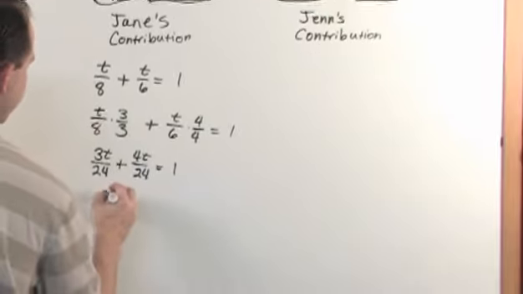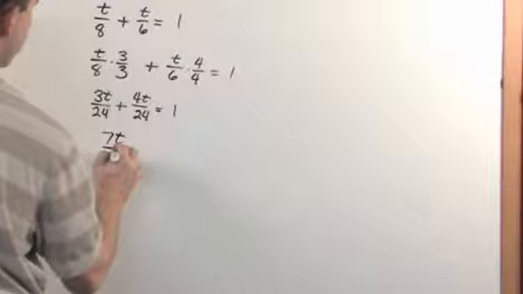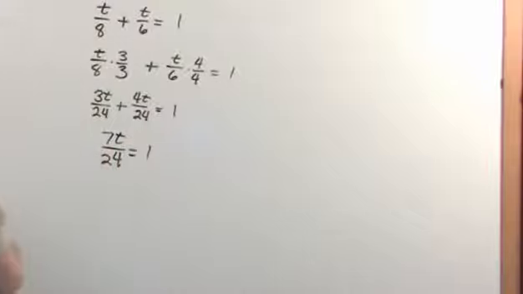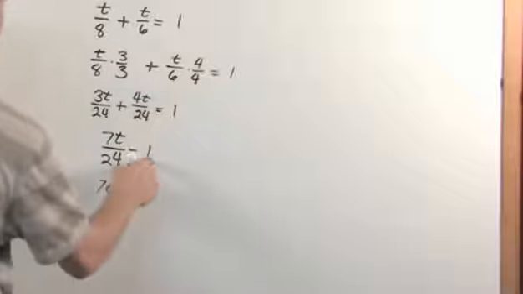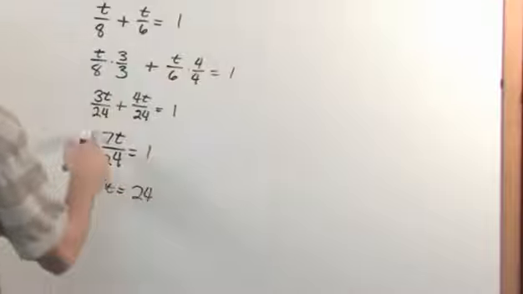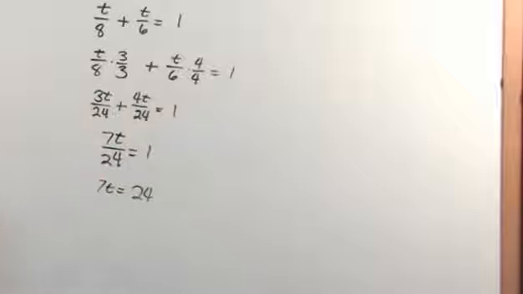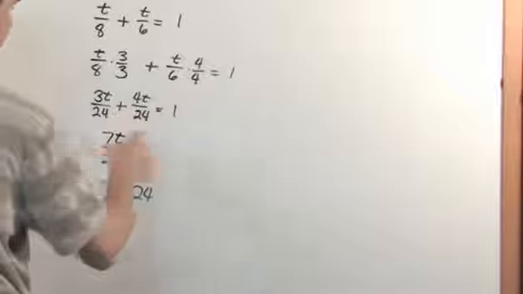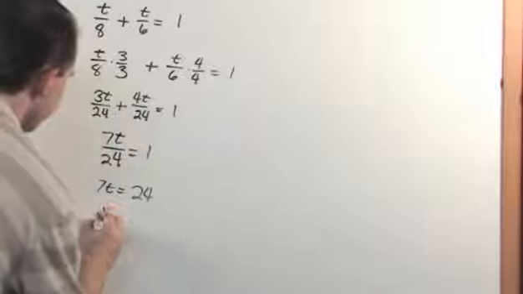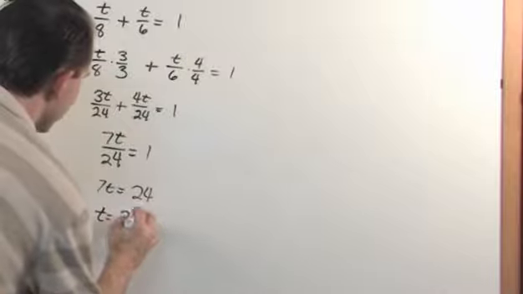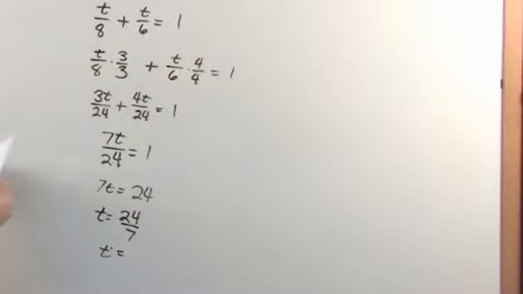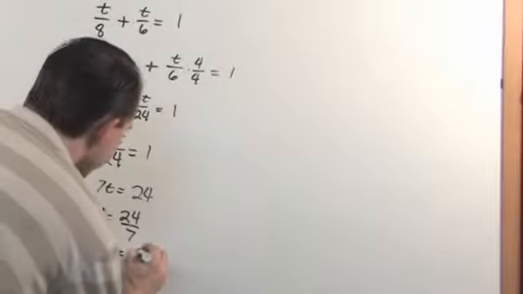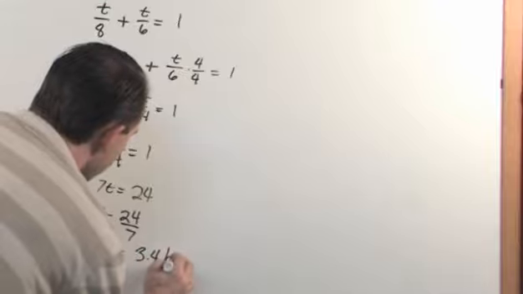3t plus 4t is 7t divided by 24, equals 1. So get 7t by himself. 7t is 24, because we just multiply both sides of this fraction by the number 24 and it cancels on the left, and so we have 24 on the right. So then t is simply going to be 24 divided by 7, and when you take 24 divided by 7 you get 3.4 hours.